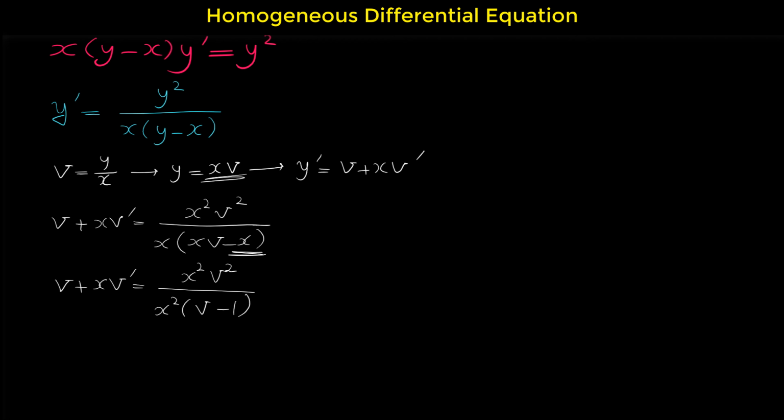So we factor x from this and this. We bring x here and we multiply by x, so we have x². Now x² and x² cancel.